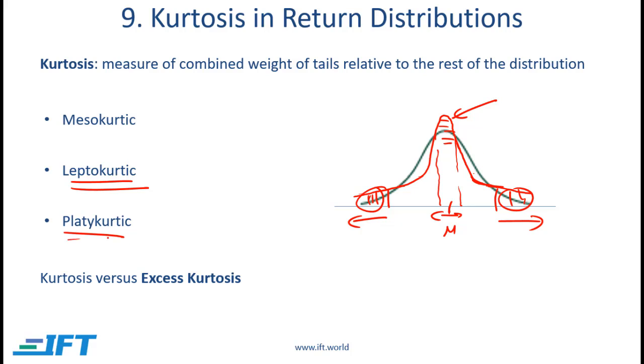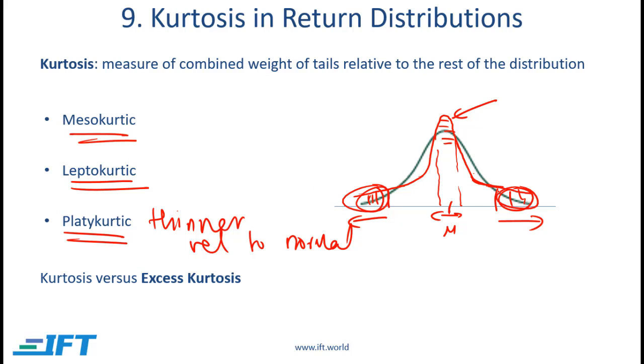The third category is platykurtic. Platykurtic distributions have thinner tails relative to a normal distribution. So the key points to remember: Mesokurtic means that the tails have the same amount of weightage as a normal distribution. Leptokurtic means that the tails are fatter than normal, and platykurtic means that the tails are thinner than normal.